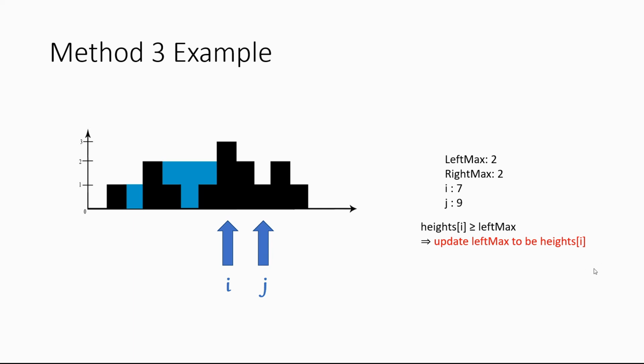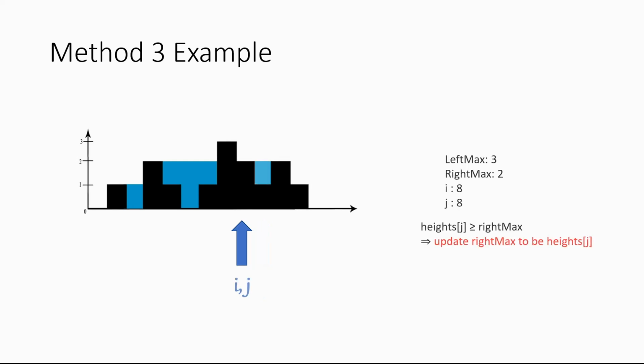Now once again we have to update left max, since the value at I, which is 3, is greater than left max, which is 2. Now the first two conditions are not met, so we see that right max is less than left max. That means the water level at j will be bounded by right max. So the water at j will be right max minus the value at j, which is 2 minus 1, which is 1.